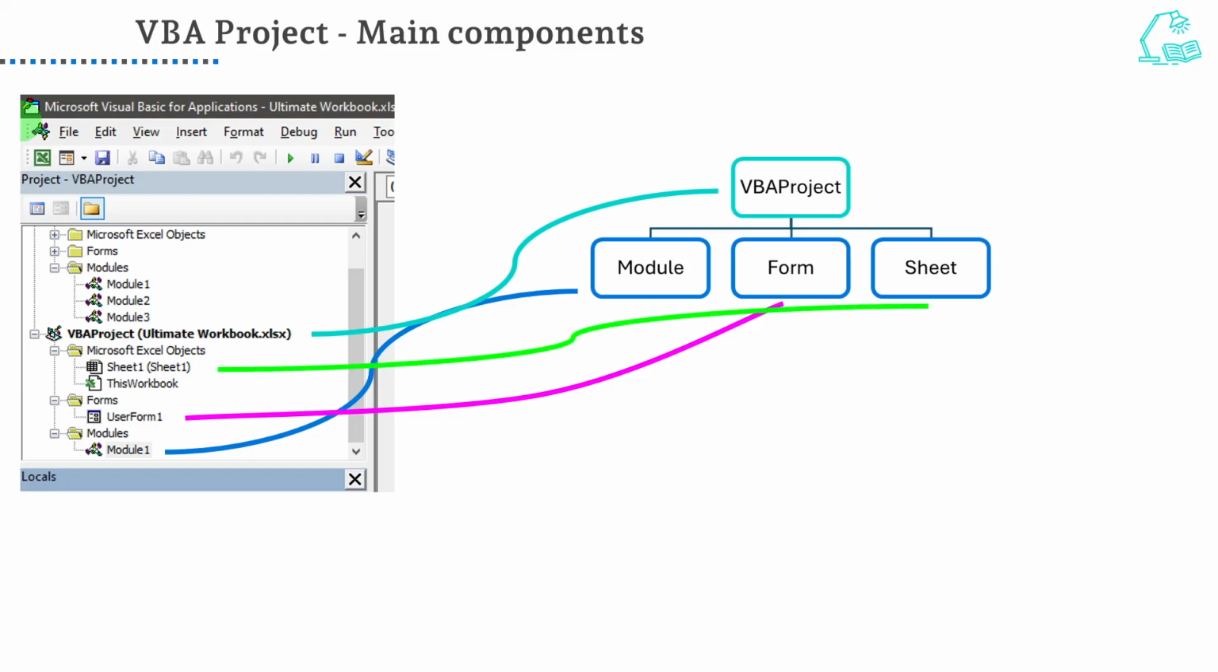Sheets refer to the individual worksheets in your Excel workbook. Each sheet can contain its own set of VBA code, which is specific to that particular worksheet. This allows for sheet-specific automation and customization.